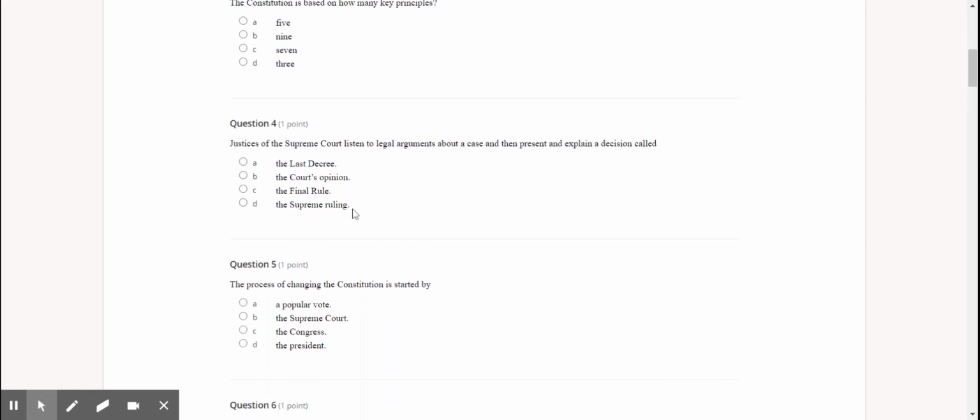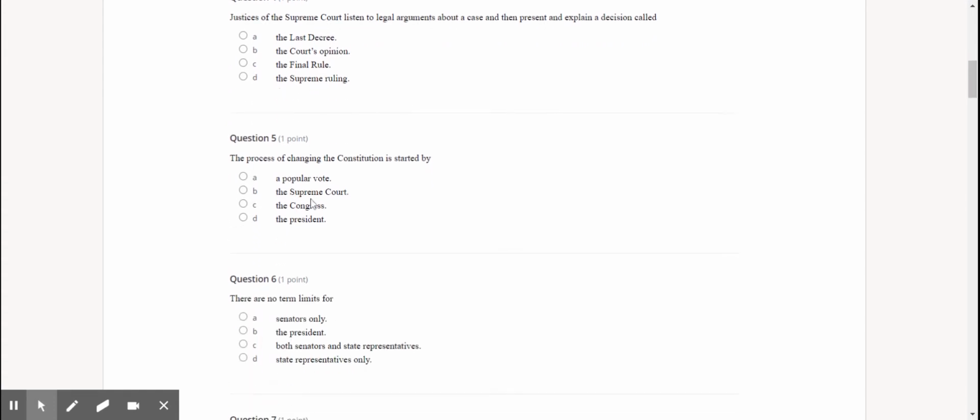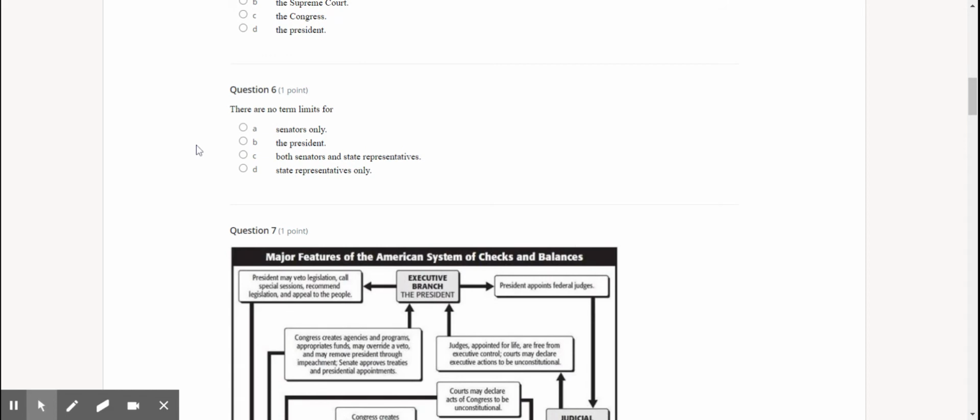Number four, the justices of the Supreme Court, they listen to legal arguments about a case and then they present and explain a decision called the last decree, the court's opinion, the final rule, or the supreme ruling. Number five, the process of changing the Constitution is started by a popular vote, the Supreme Court, the Congress, or the President. Number six, there are no term limits for just senators, the President, both the senators and the state representatives, or state representatives only.